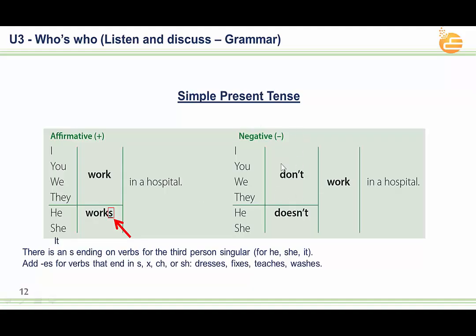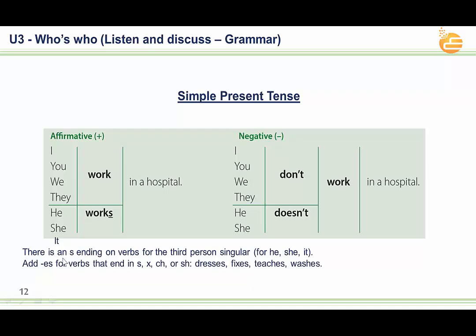With the negative, we use don't and doesn't. Don't with I, you, we, they, and doesn't with he, she, and also it. Okay, don't forget it. I don't work in a hospital. You don't work in a hospital. We don't work in a hospital. They don't work in a hospital. But with he, we should say he doesn't work in a hospital. She doesn't work in a hospital. It doesn't work, for example.